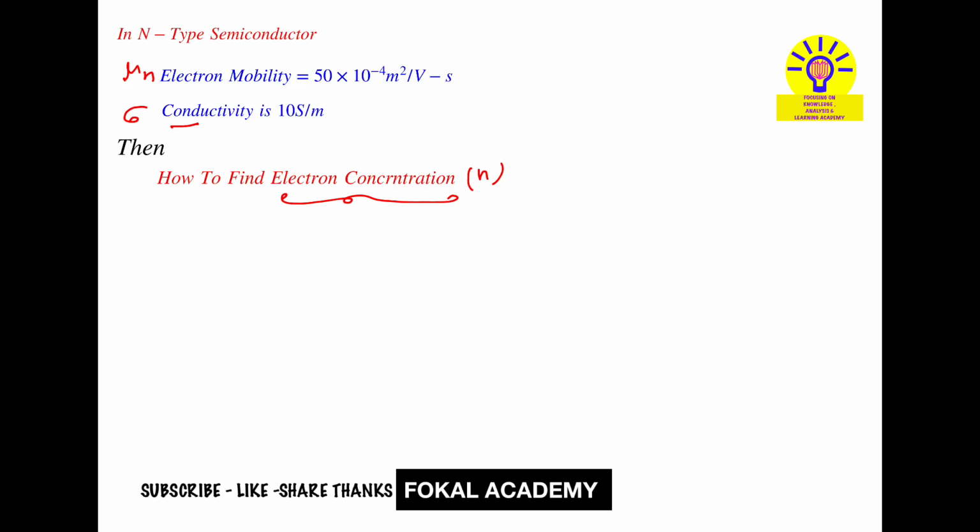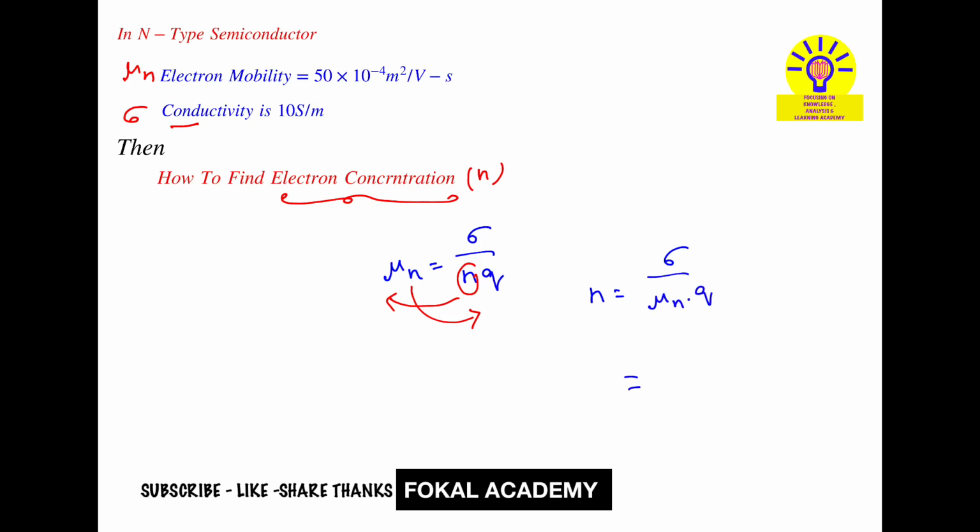We know that the electron mobility mu n is equal to sigma by n q. So bring the n value to the left hand side and mu n to the right hand side. Then it becomes n equal to sigma by mu n into q.